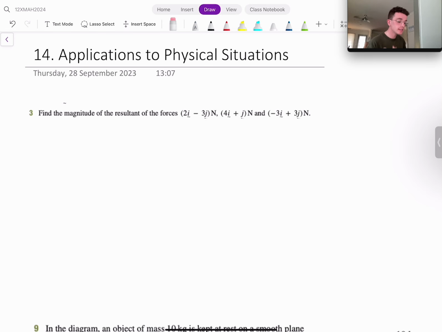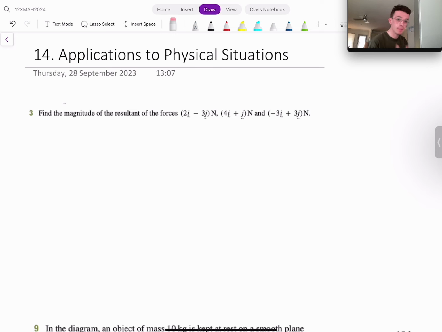Okay, so today we're going to have a look at further work with applications of vectors to physical situations. Now we've already completed one lesson on this, and we completed the Maths in Focus exercise. This Cambridge exercise is another level up, and it's a bit more realistic in terms of what you're going to see potentially in the HSC.